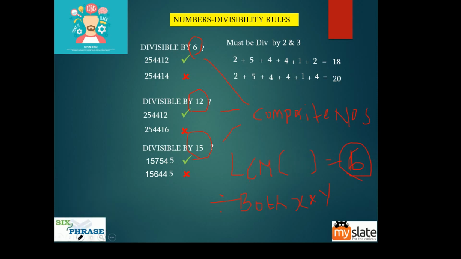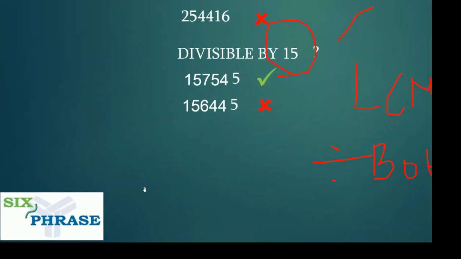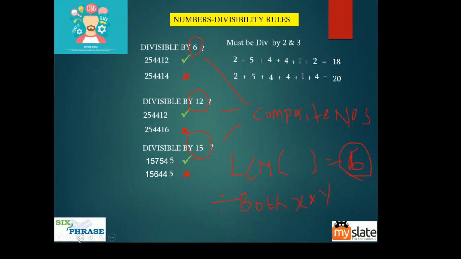Now what it means is, LCM of what and what will give you 6? Does anybody have an idea? LCM of 2 and 3 will give you 6, right? So LCM of 2 and 3 will give you 6. So what does it mean?